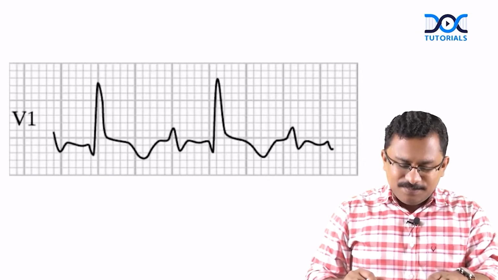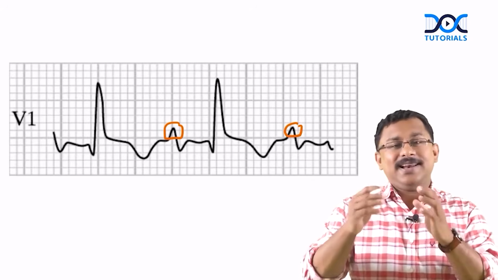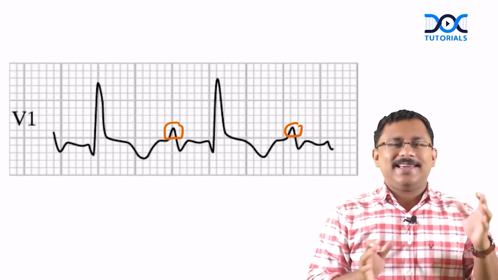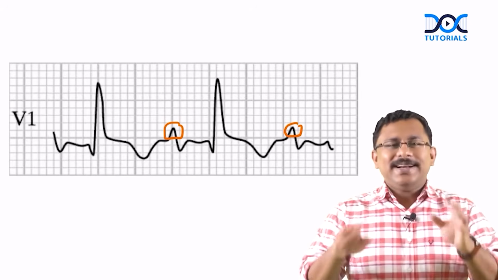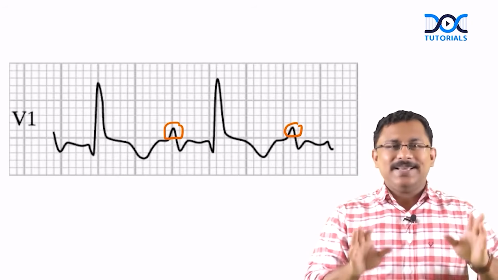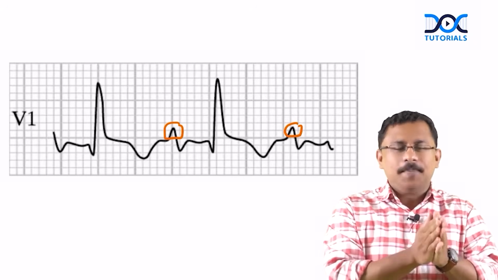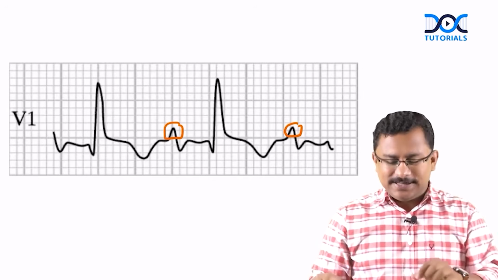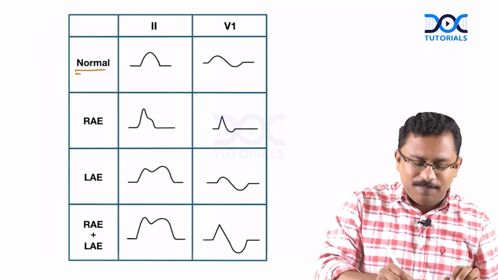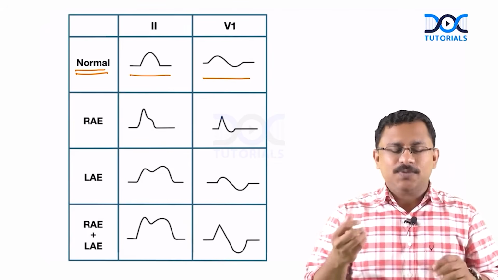Clear? And with P pulmonale in lead V1 also, this time you will have a prominence in the initial positive deflection part of the P wave in lead V1. That is what is seen in case of P pulmonale. So the interesting thing is that if you want to see both the components of atrial depolarization separately, you would prefer lead V1, where you can see the right atrial depolarization followed by the left atrial depolarization. So just to sum up what we have learned, the normal appearance of the P wave in lead 2 as well as lead V1, we saw that these are the best leads for appreciation.